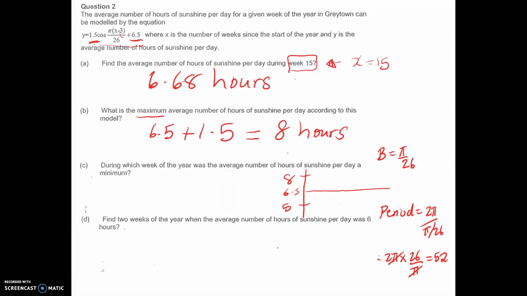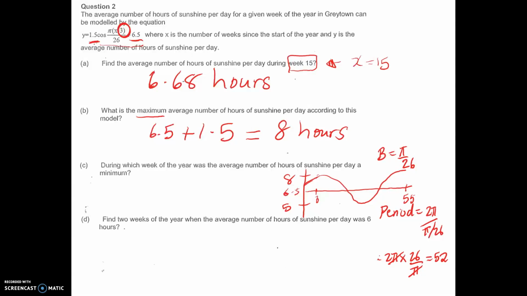And there is a horizontal shift of 3 to the right. So I'm just going to mark 3 there, and I'm going to mark 52 plus 3 to the right, which will be 55. So the function is a cosine function, so it starts at the maximum and I can extend it this way a little. So this is what our function looks like.